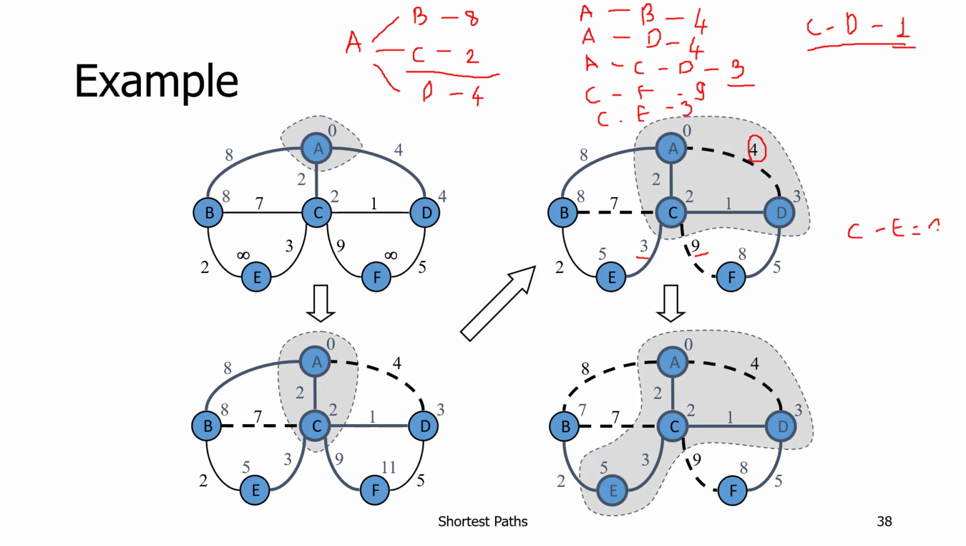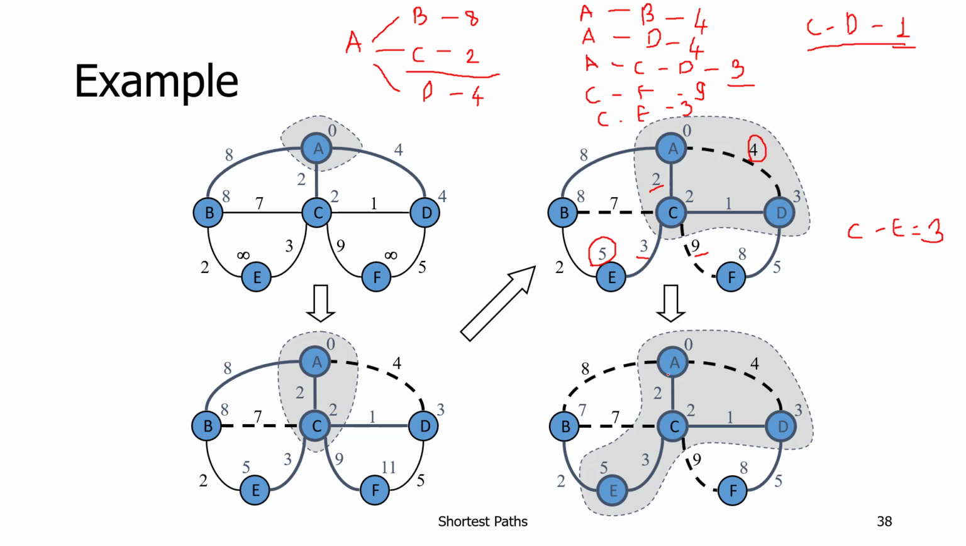It has the weight 3. When we add this particular path, E becomes reachable in 5 units, because from A to C it takes 2 units and from C to E it takes 3 units. So 2 plus 3, E is reachable in 5. You can also see that initially it was infinite, and D was 4, and after we picked the best edges, now D is reachable in 3 units and E is reachable in 5 units. So E also becomes part of this cloud.